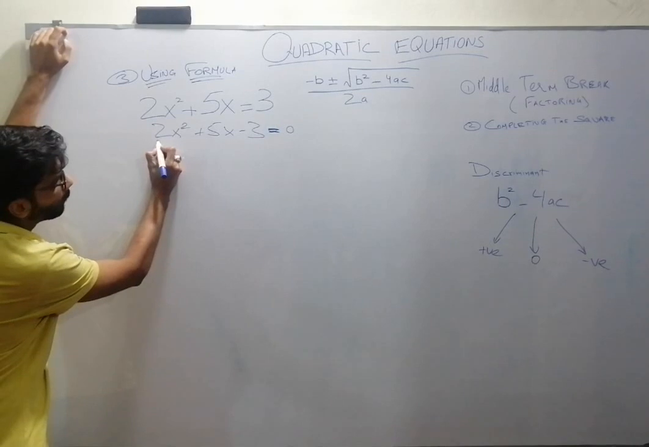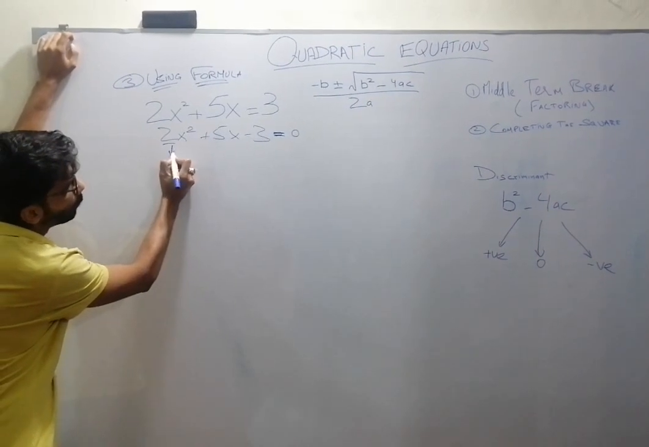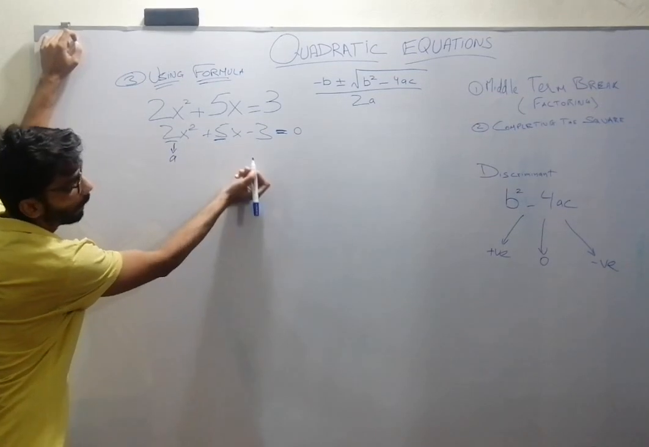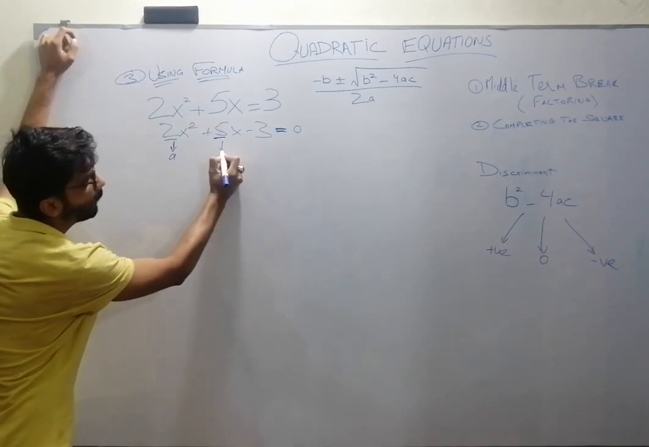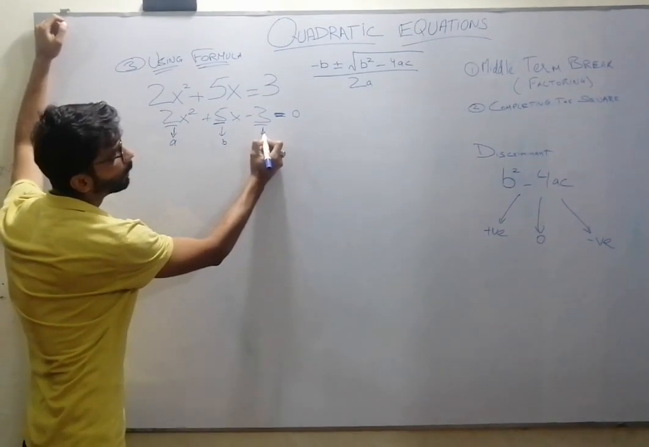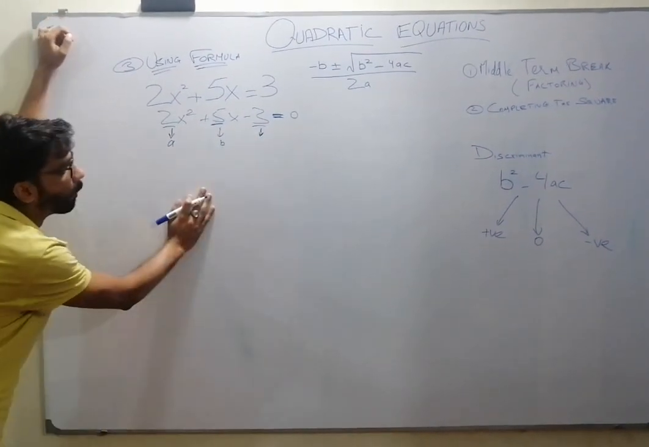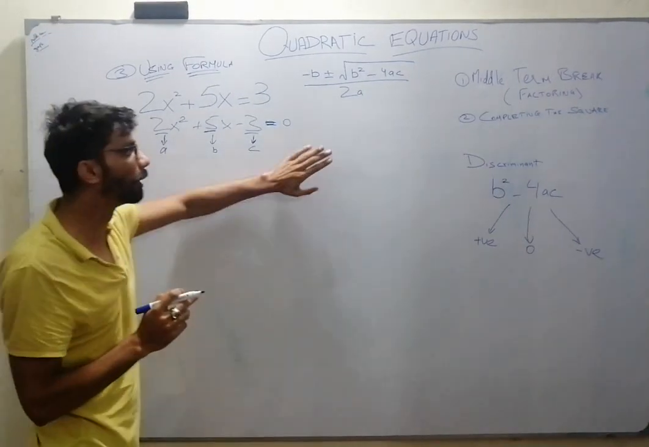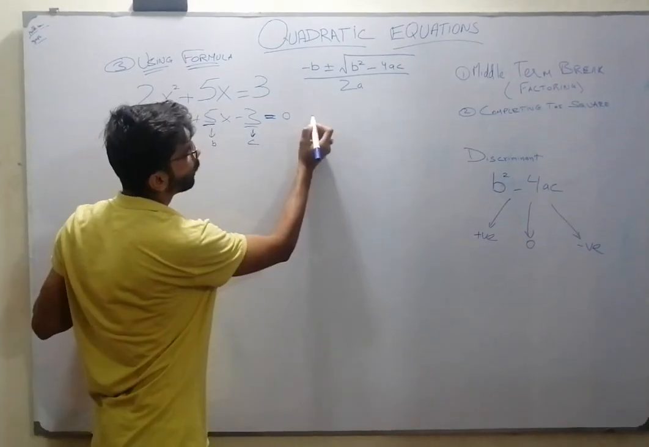The number that comes with the squared variable is your a. The number with the variable raised to power 1 is your b. And this constant number represents your c. Now, putting these values in your formula, let's see what we get.